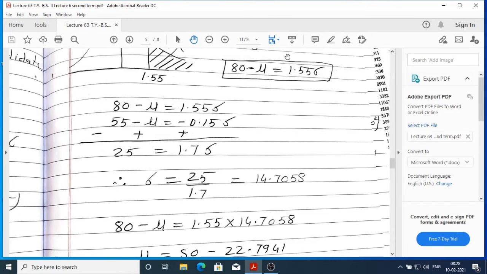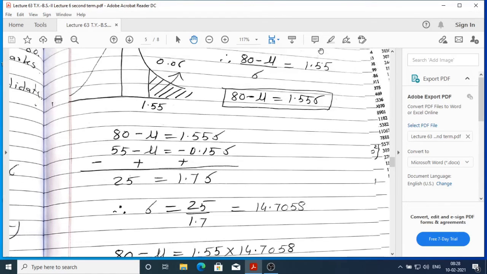80 minus mu upon sigma is equal to 1.55, because we have to search for the ordinate. Probability has already been given and we have to search for the ordinate. Ordinate for 0.06 is 1.55. So we can write 80 minus mu upon sigma is equal to 1.55. From this we can get one more equation, that is 80 minus mu is equal to 1.55 sigma.